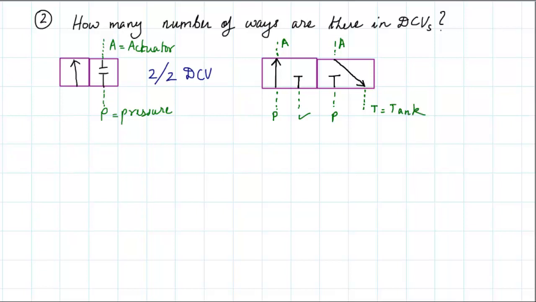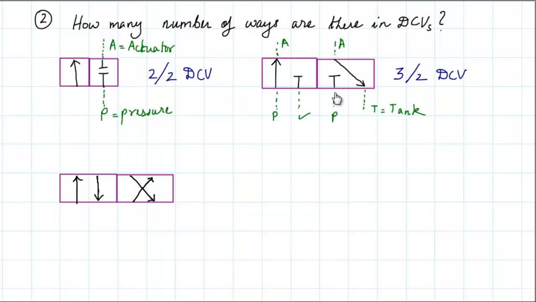So for this 3-way DCV, I am having port P, port A, and port T, which are also called the pressure way, the actuator way, and the tank way. So PAT. So here I can write that this one is a three way, two position DCV. Correct? It's a three way two position DCV. Next, let me draw another one.